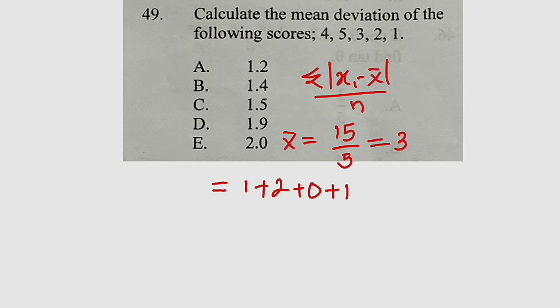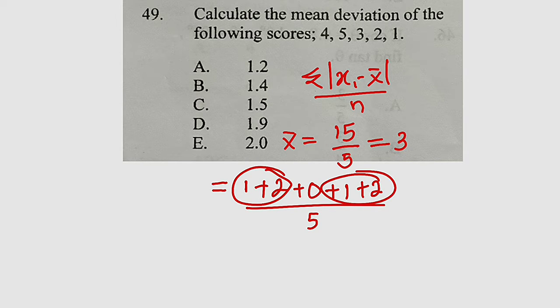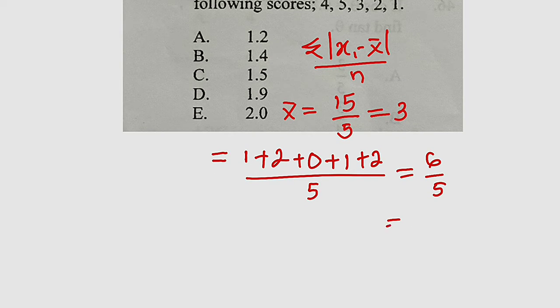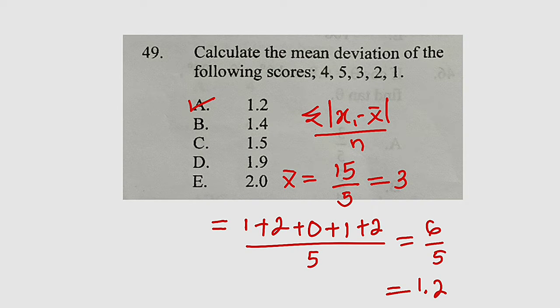Then the difference between 2 and 3 is 1. You know you have to take the absolute value. Whether you take 2 minus 3, which is negative 1, you have to take the absolute value of negative 1. Then finally, the difference between 1 and 3 is 2. Then you divide by the total number, which is 5. You can see that this is 3, this is 3. 3 plus 3 will give us 6. So we have 6 divided by 5. And 6 divided by 5 is equal to 1.2, which is option A.